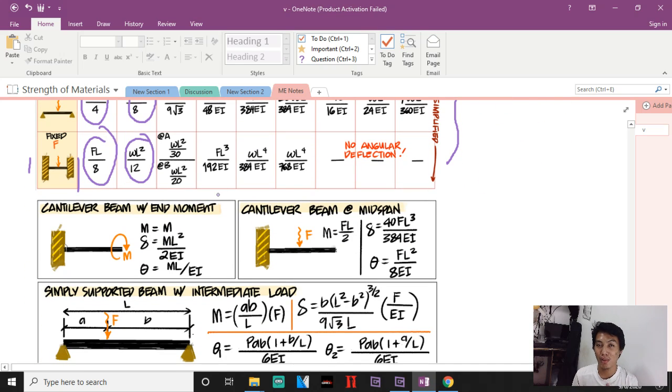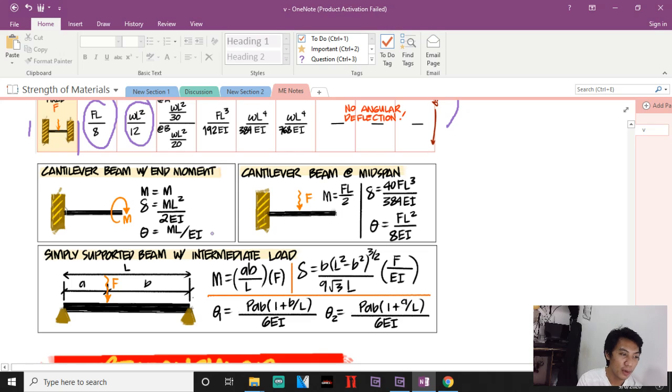Those are the mnemonics I made up. Now, for a cantilever beam with end moment, you need to remember, the moment is equal to the moment, the deflection is ML squared divided by 2EI, and then the angular deflection is ML over EI. It is not often given in the board exam. Now, when loaded at mid-span, FL over 2, the deflection is FL cubed over 48EI, or 384EI for the uniform load. It is hard to remember, and you don't need to remember it because it is not given.